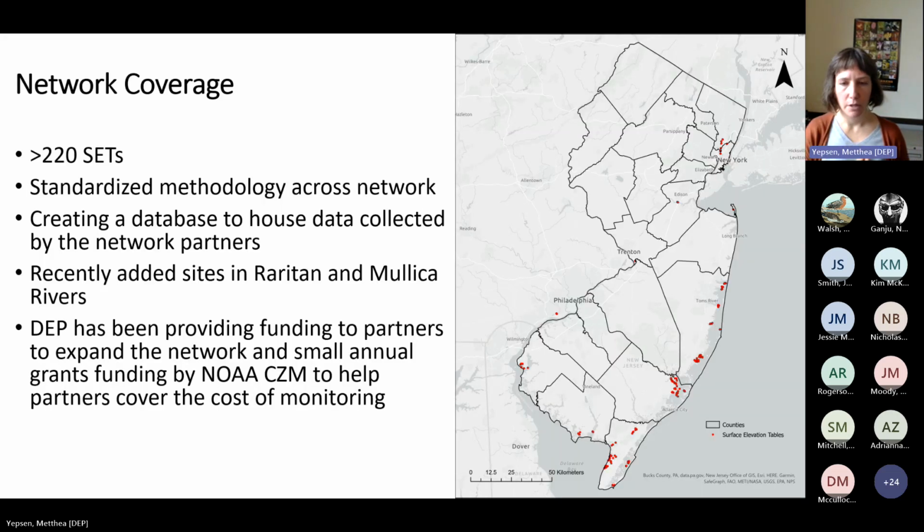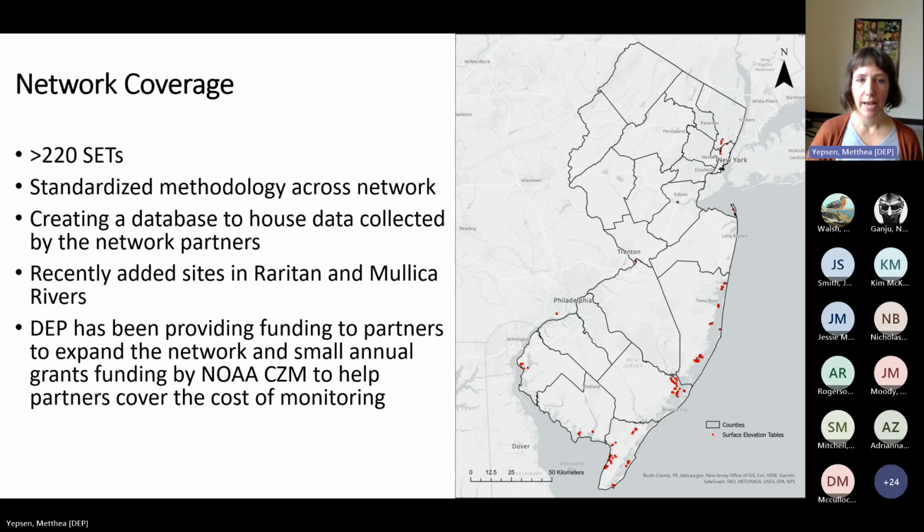The paper that I mentioned earlier maybe summarized 20 surface elevation table data from across the state. That was the best that we could do with publicly available information at the time. But now with the network, we have more than 220 surface elevation tables, so 220 marsh points across the state where we're collecting standardized information and putting it into a database. We've standardized vegetation protocols, elevation monitoring protocols, marker horizon protocols, and we're on our way to collecting tidal data at each site and water quality data in the same way.